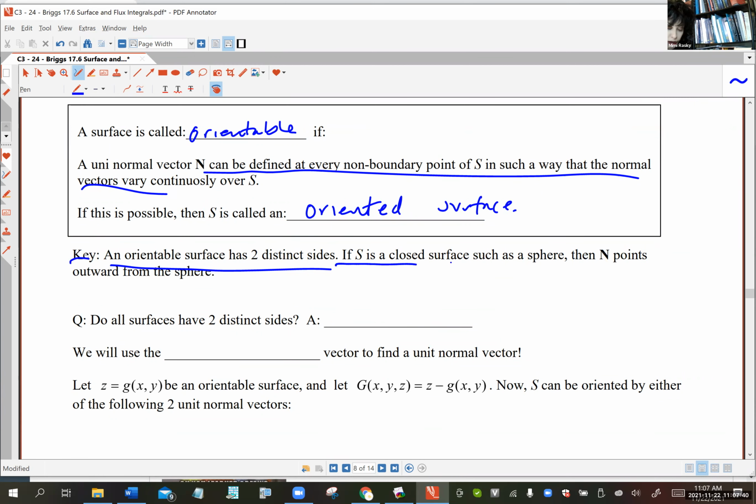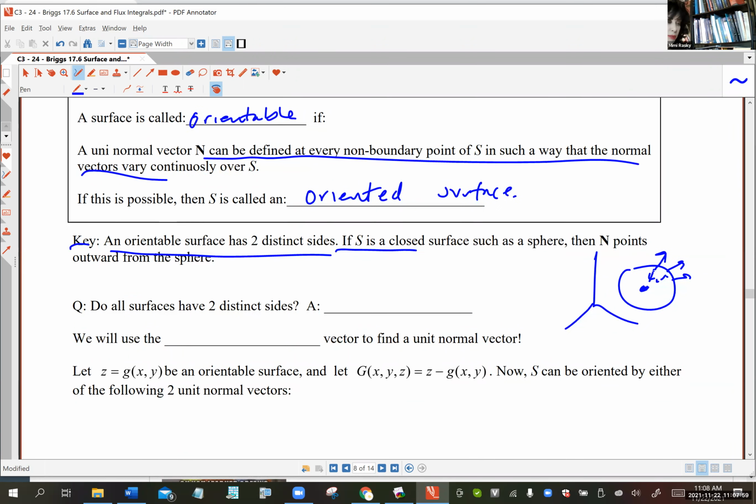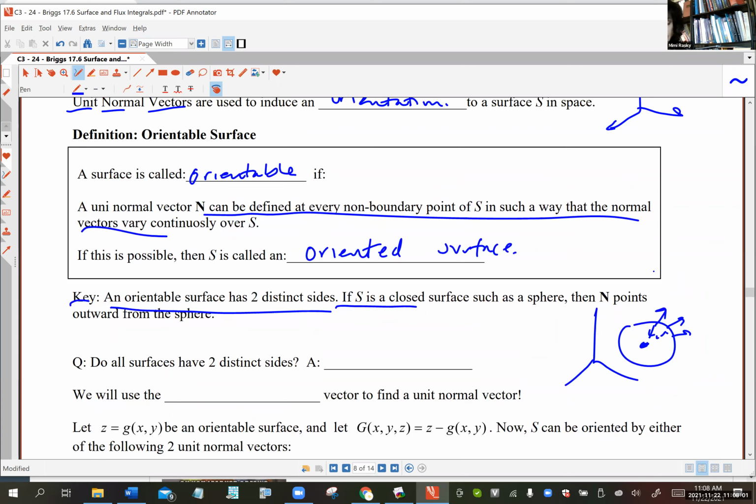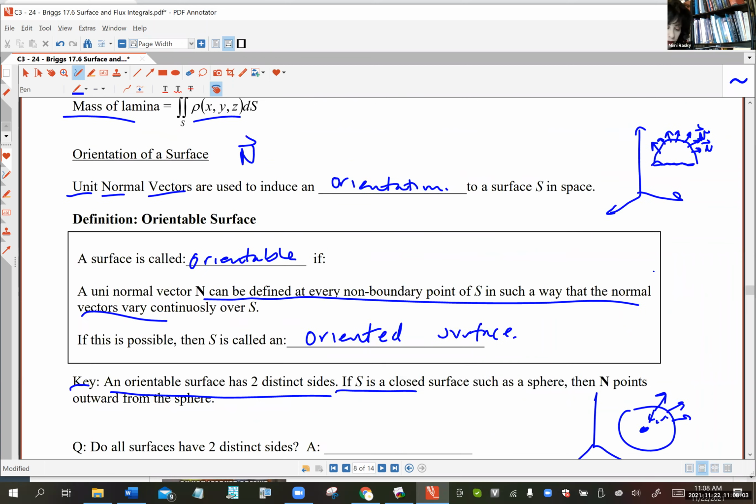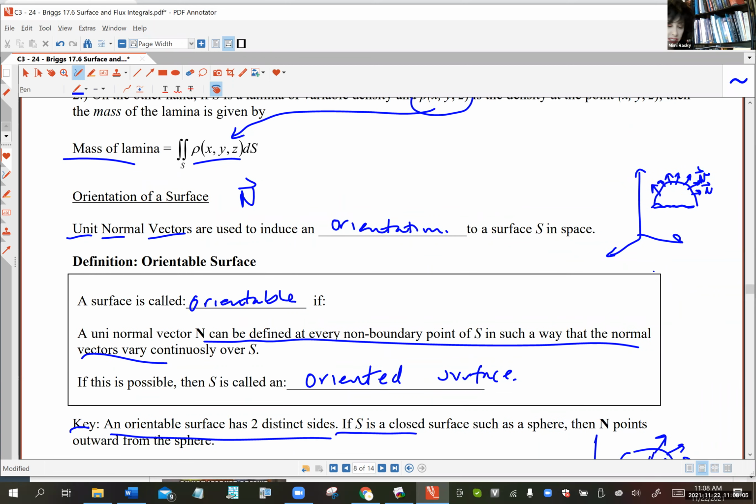Like if your surface is a closed surface like a sphere, then the sphere obviously has 2 sides to the surface. Here's a sphere. You've got the outside, and then you can get inside the sphere and be inside the sphere. So it's got 2 distinct sides to the surface. Now you may be thinking, well, all surfaces have 2 distinct sides. Well, that's normal to think that, but it's not the case.